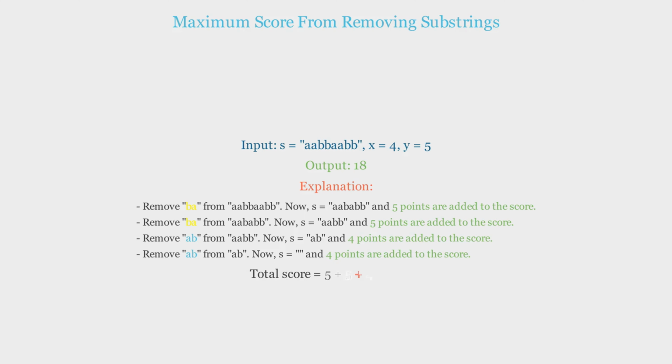Let's sum up the points we've earned. Total score equals 5 plus 5 plus 4 plus 4 is equal to 18. So, the maximum score we can achieve is 18.